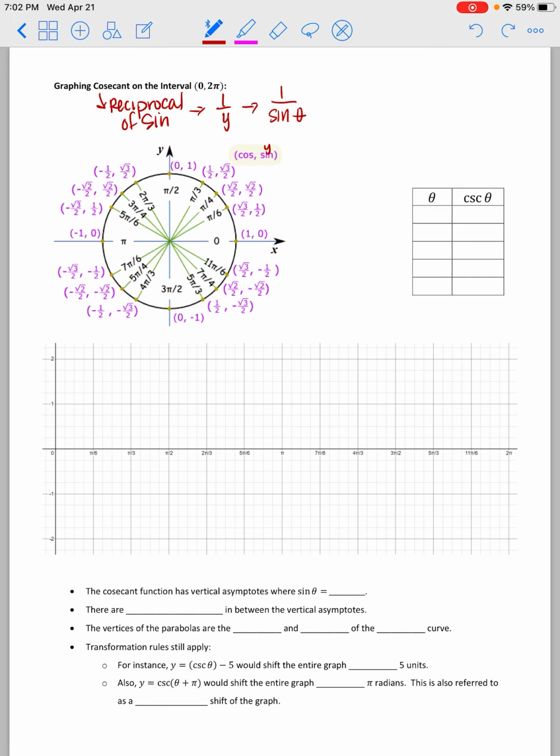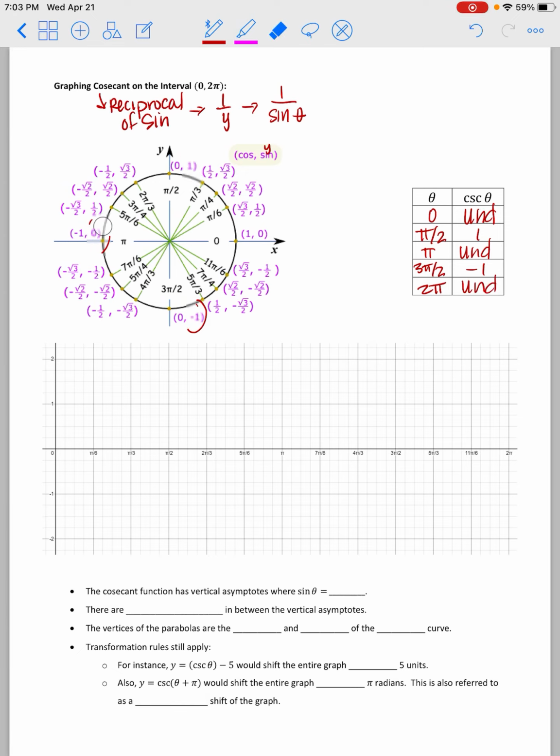So let's fill in our table. So at 0, if I flip the y value there, reciprocal of sine, reciprocal of 0 over 1 is 1 over 0. That's undefined. Okay, let me go to pi over 2, and then pi, and then 3 pi over 2, and then 2 pi. So at pi over 2, reciprocal of 1 is 1. At pi, reciprocal of 0 is undefined. At 3 pi over 2, reciprocal of -1 is -1. And at 2 pi, we're back to where we started, which means we're undefined again.